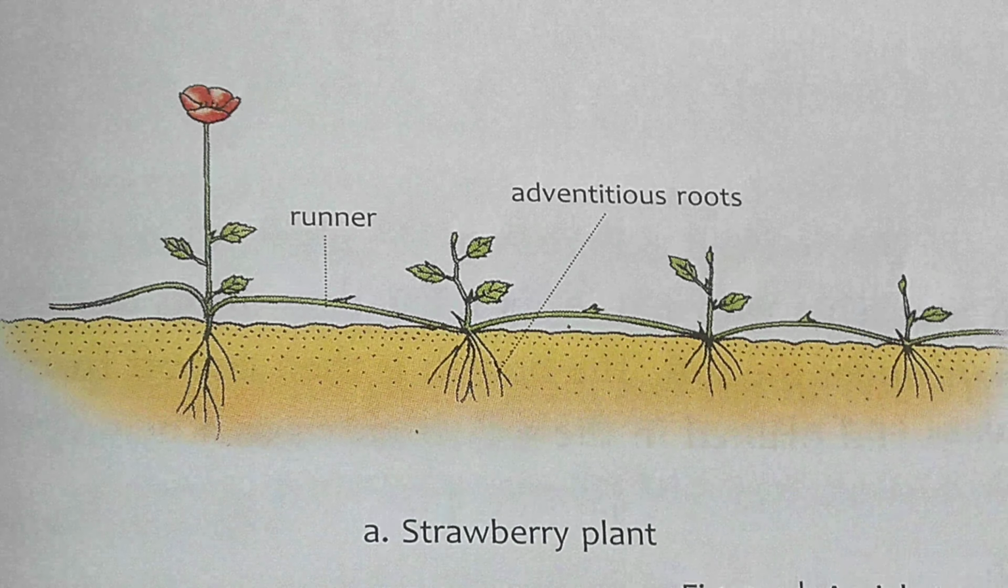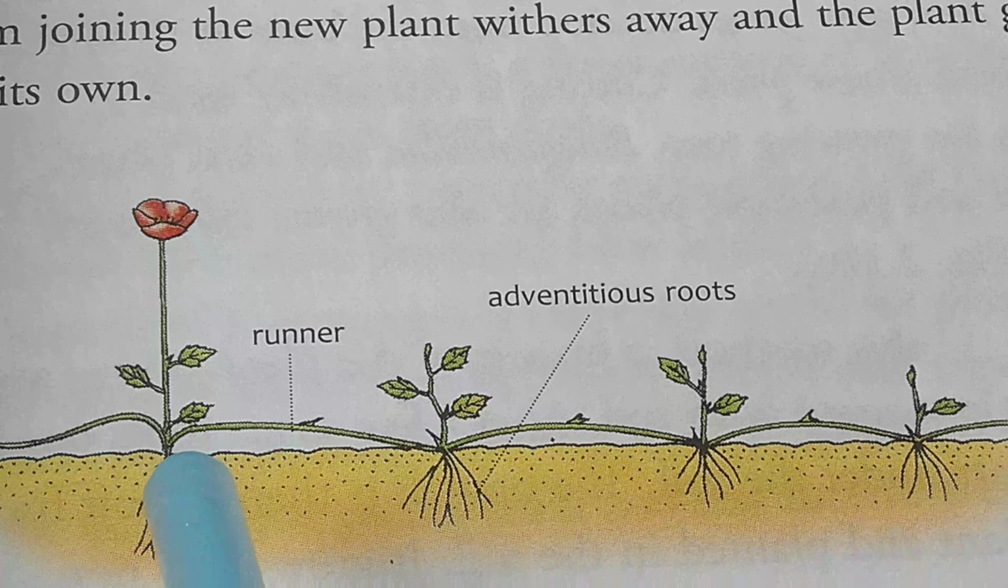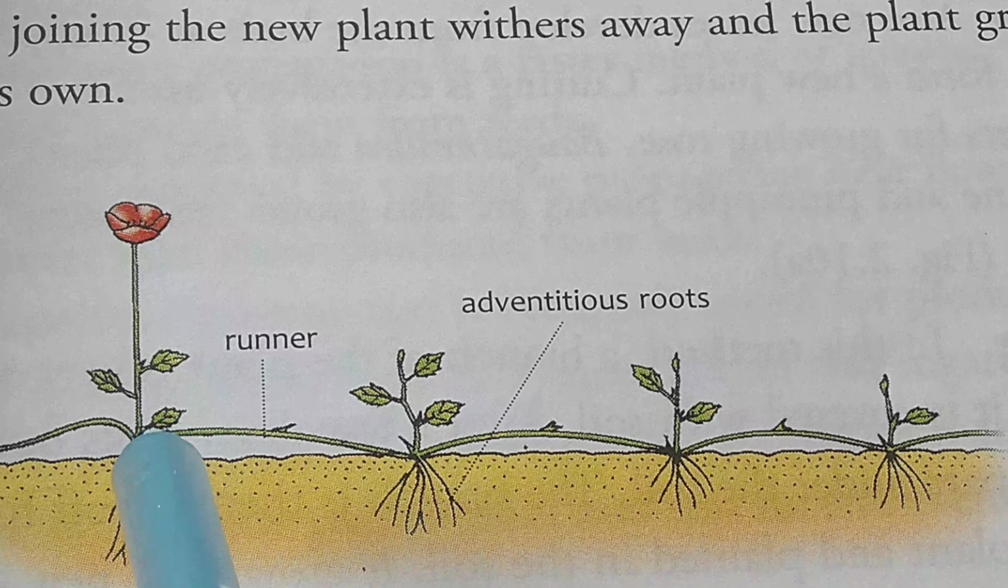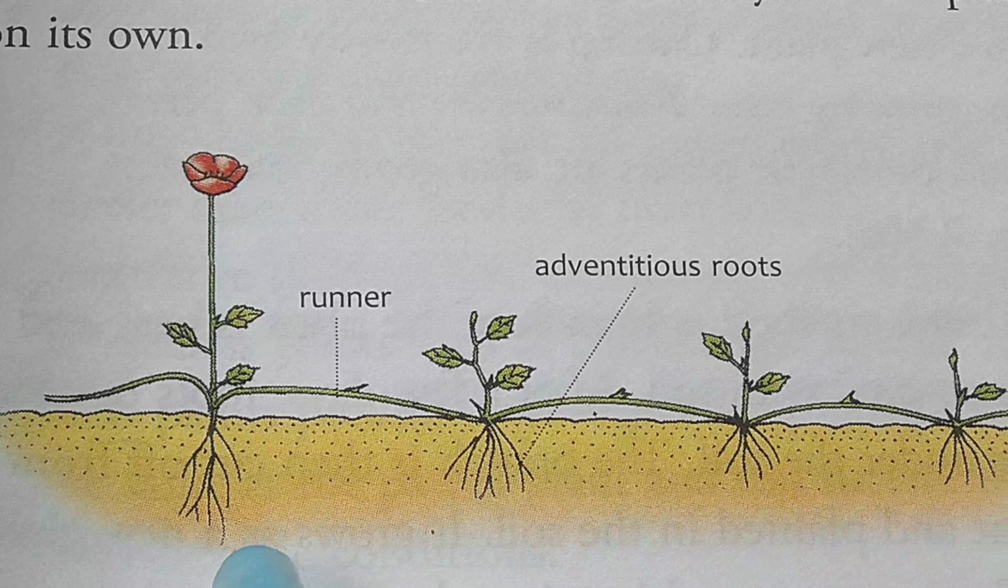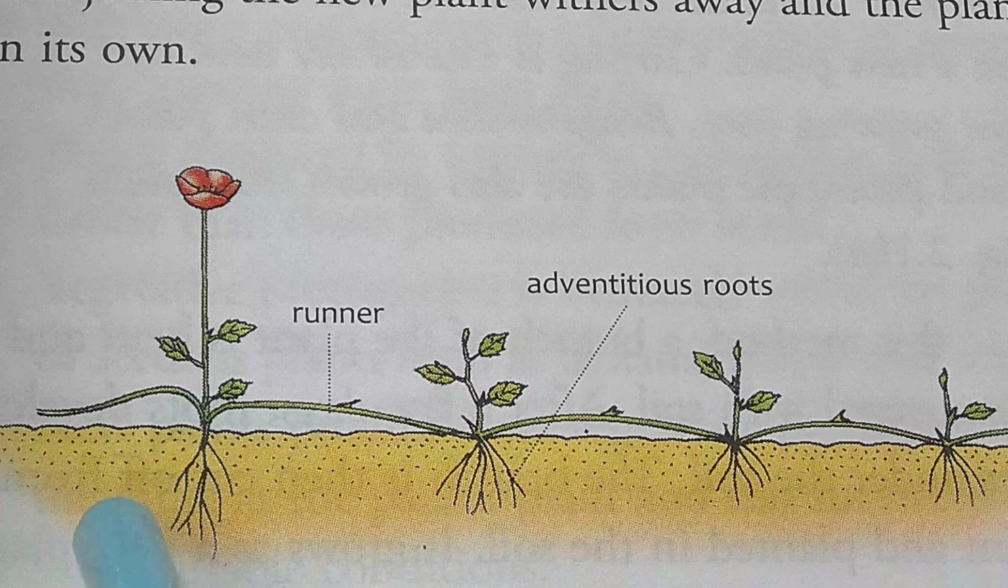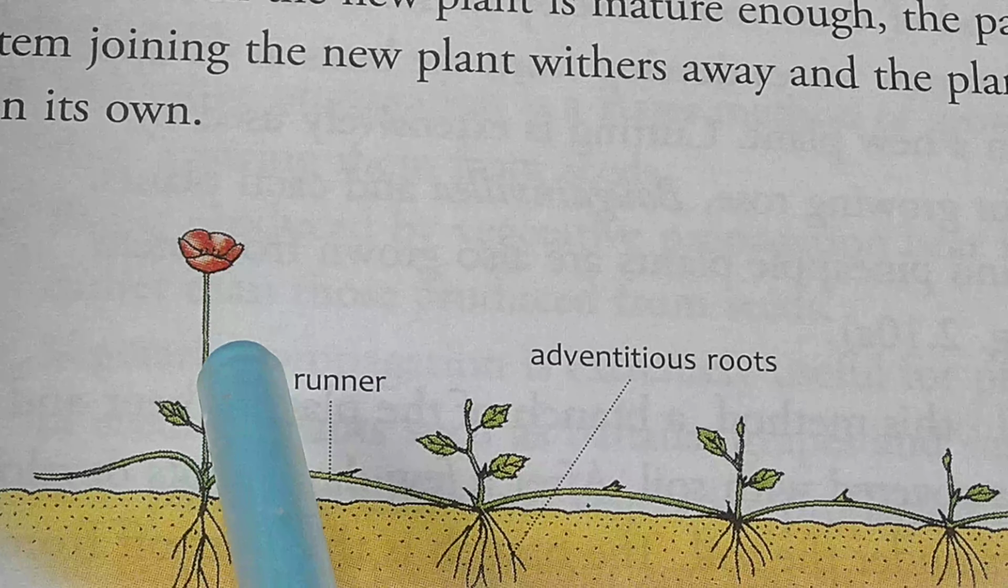So look at the picture at first. In case of especially strawberry, a slender branch of stem just arises from the main stem and just touches the soil. After touching the soil, it just produces roots and buds, and then it grows as an identical new plant.